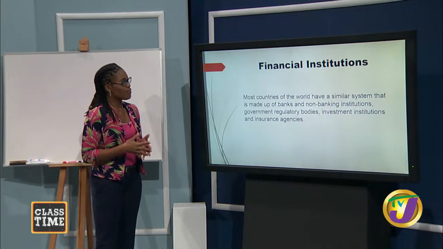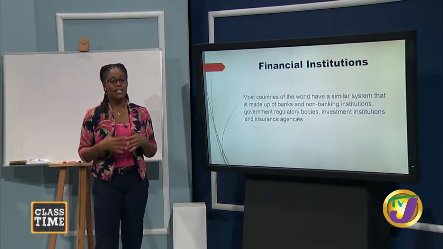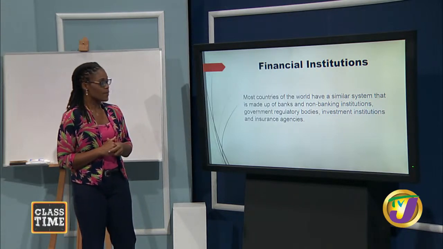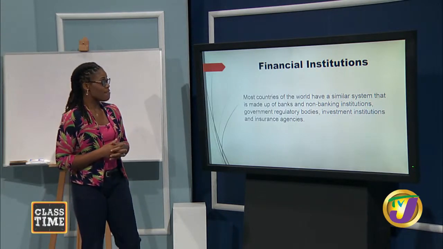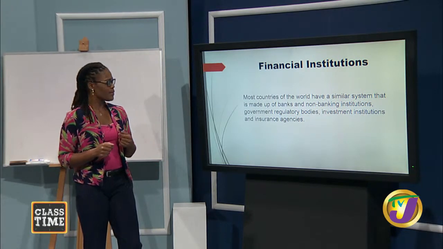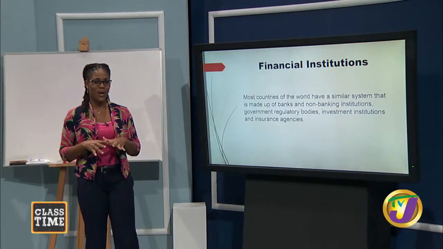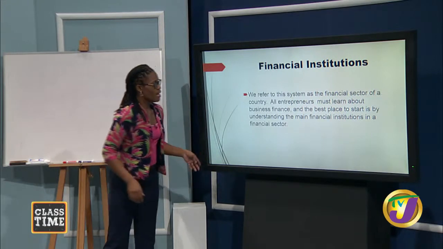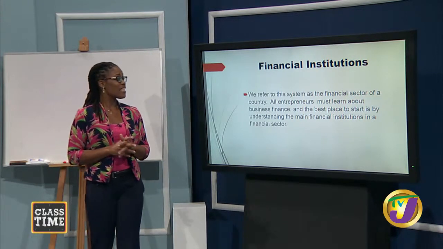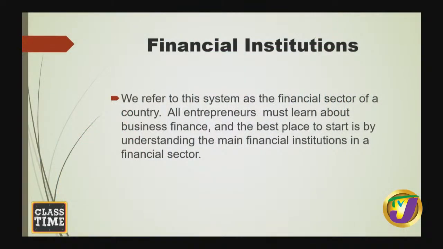Now, most countries of the world have a similar system that is made up of banks and non-banking institutions, government regulatory bodies, investment institutions, and insurance agencies. Now, can someone tell me what that system is called? What is that system referred to as? Now, we refer to this system as the financial sector. I'm sure you have heard that term before in a lesson that you did, right? So we refer to this system as the financial sector of a country.